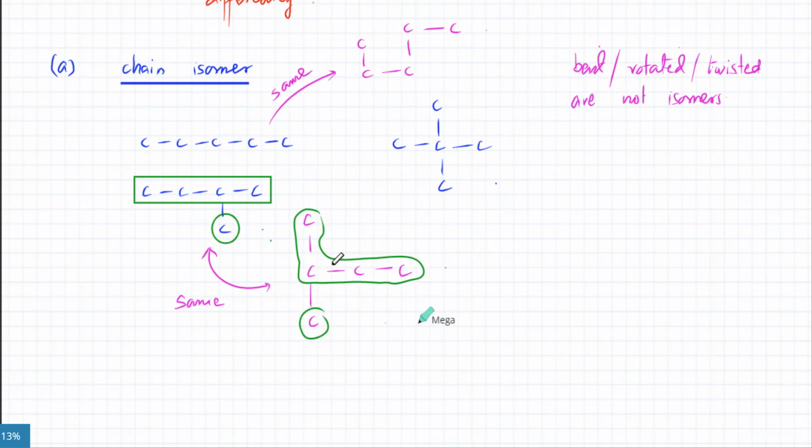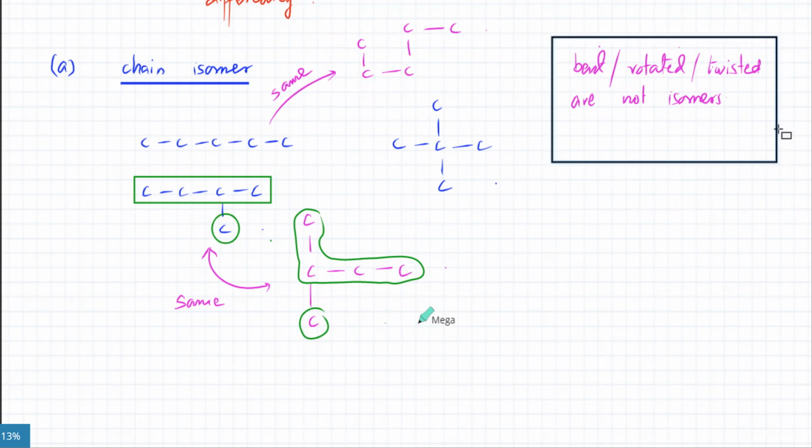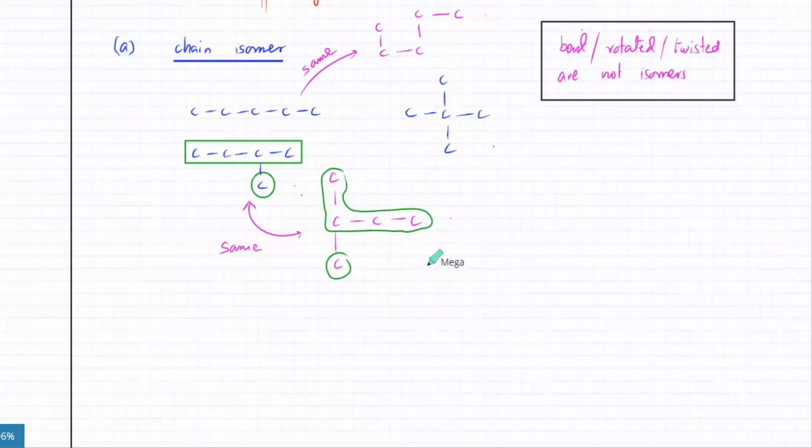Yes, sir. So even though they looked very different, this one was just a twisted version of the same one. It was exactly the same. This is just a twisted version of this one. So you have to be careful that bent and rotated versions are basically not isomers. You would have to break the bonds and rearrange them in some other, very unique way. So clear at this one, we're going to move on.